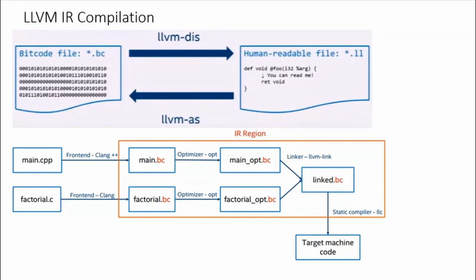We can also use the opt tool to optimize each bitcode file individually. And then we use the LLVM linker to link together all the bitcode files into a single bitcode file, which we can then either execute using LLI, or we can use the LLC, the LLVM intermediate representation compiler, to compile the LLVM intermediate representation bitcode files into the target architecture's machine code executable file.